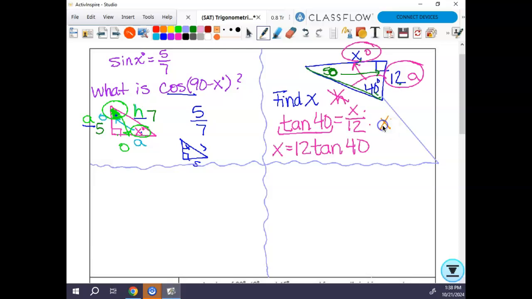So x is equal to 10.069. Does that seem like a reasonable answer? We expected it to be less than 12. It's less than 12. That, of course, doesn't guarantee me that I'm right, but it's something.